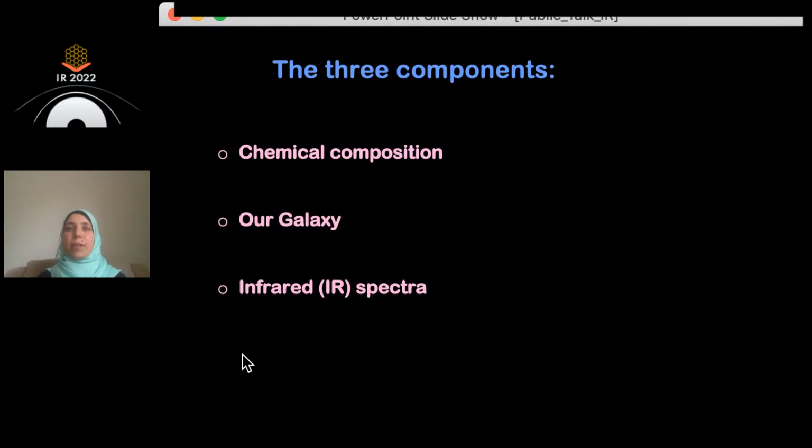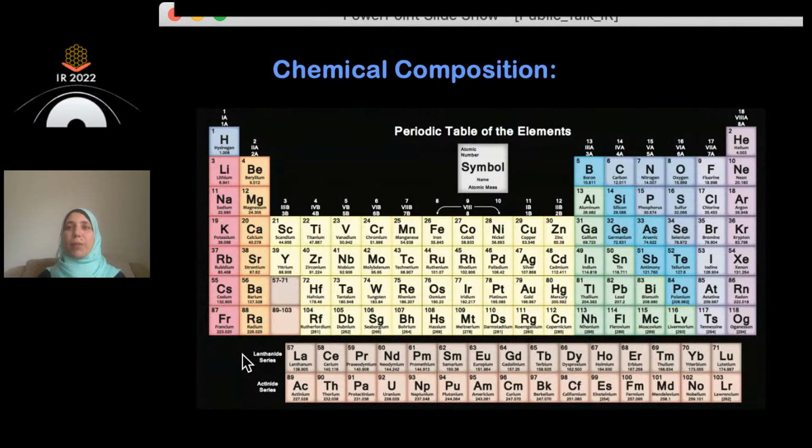So the three components that we have in the title are the chemical composition, details about our galaxy, and infrared spectrum. We're going to start with the chemical composition because maybe that's the part that most people are familiar with. So whenever we talk about the chemical composition, we think about the periodic table with all the chemical elements that it has and all its details.